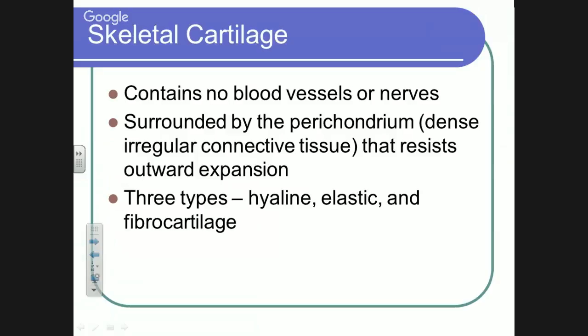Okay, there are 3 types of cartilage: the hyaline, elastic, and fibrocartilage, which are very important for the functioning of your skeletal system. And you need to know where they're located in the body.